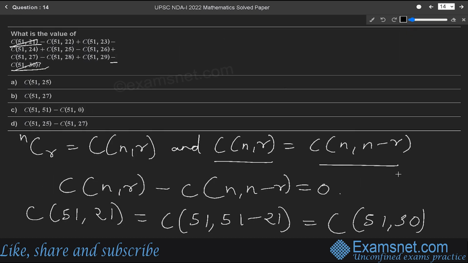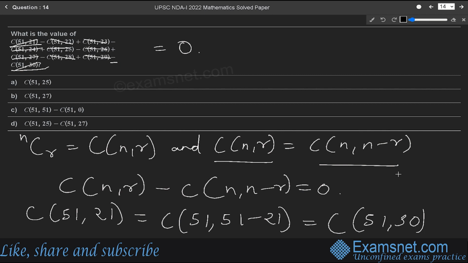We have seen that 51 minus 22 is 29. Therefore, C of 51 and 22 and C of 51 and 29 cancel since they are equal. Similarly, 51 minus 23 is 28. Therefore, 51 23 and 51 28 will cancel. Similarly, 51 minus 24 is equal to 27. Therefore, 51 24 and 51 27 will cancel. And similarly, these two terms will also cancel. So, the remaining answer will be 0.